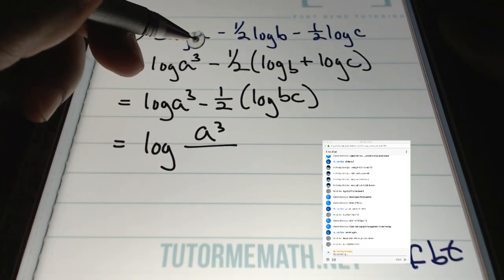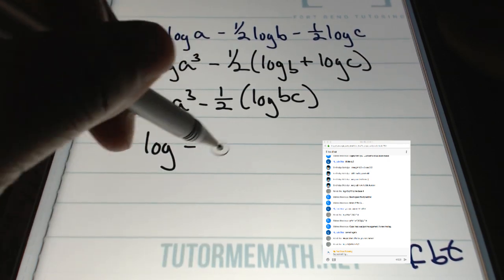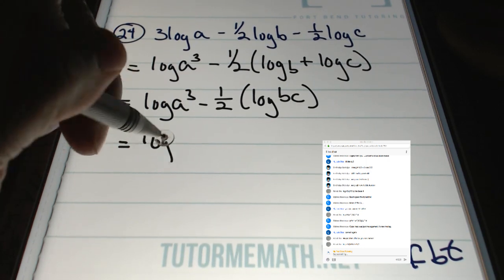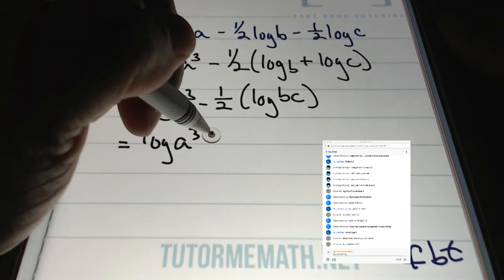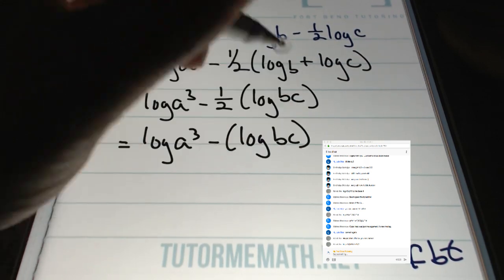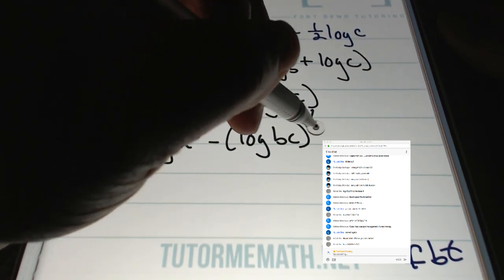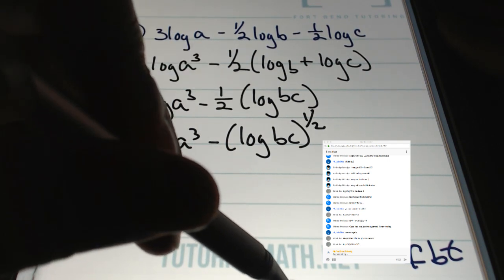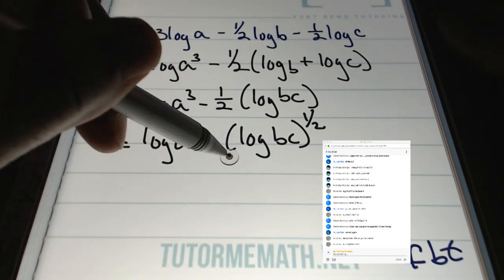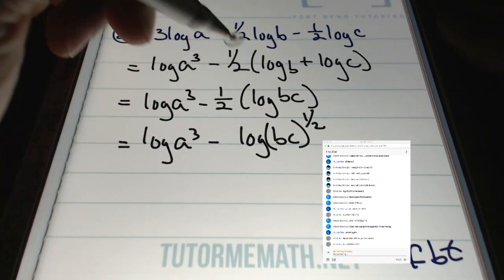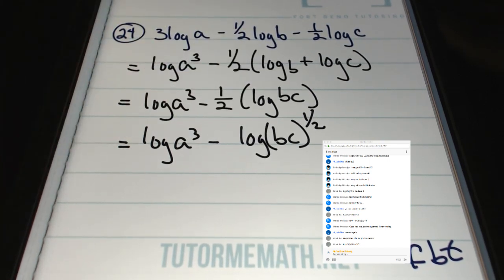Oh, no. Hold on. I want to do something else first, guys. Let me fix it. Let's go ahead and make it an exponent. We'll have minus this log BC raised to the 1/2 power. There we go. I want to do that first, I think. And this would actually be around there. There we go. Better.